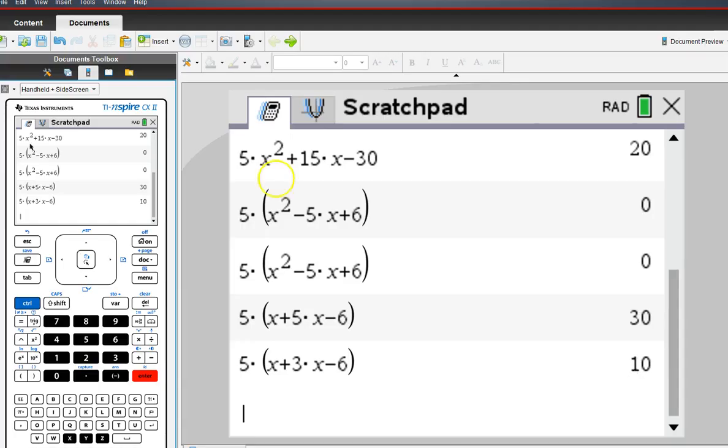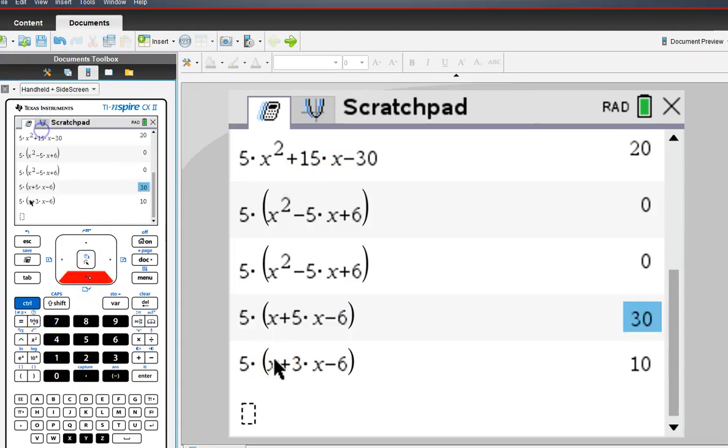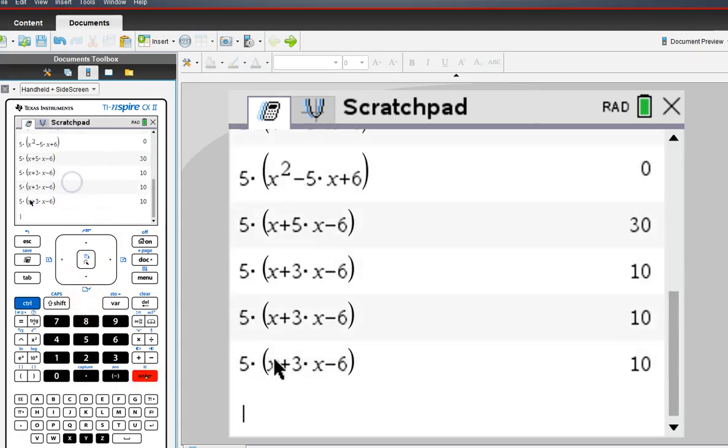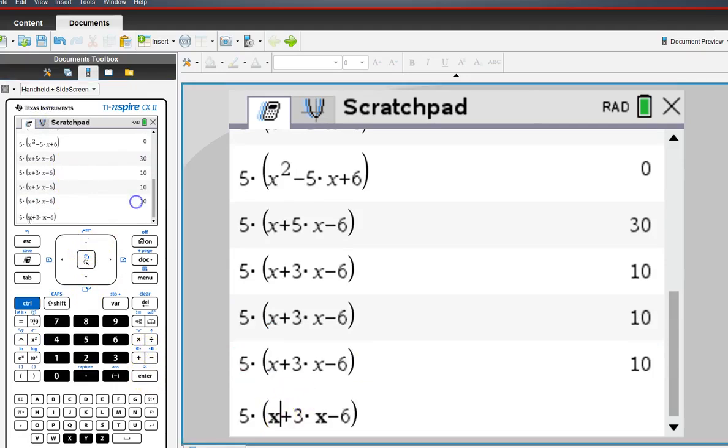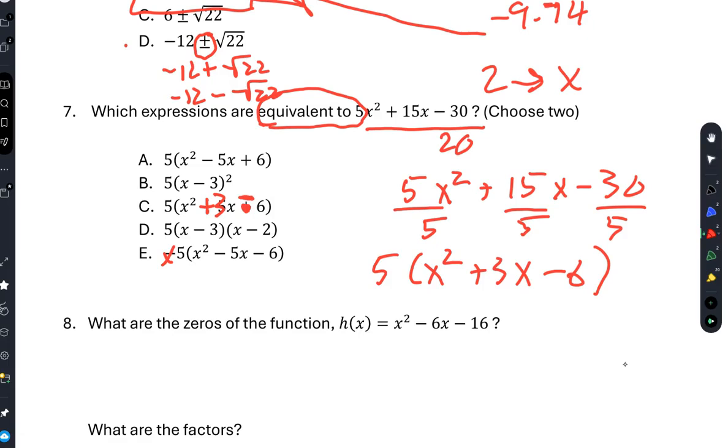Did I type this in right? 5x squared plus 15x minus 30. Oh, I forgot to put the x squared. So let's put the x squared. Sorry about that. So go up twice. Hit enter and make this a squared. Now then hit enter and boom, I get my 20, okay? So this one right here is going to equal 20. The other one that's going to work, if we do this, the factors of 6 that's subtracting give me 3.